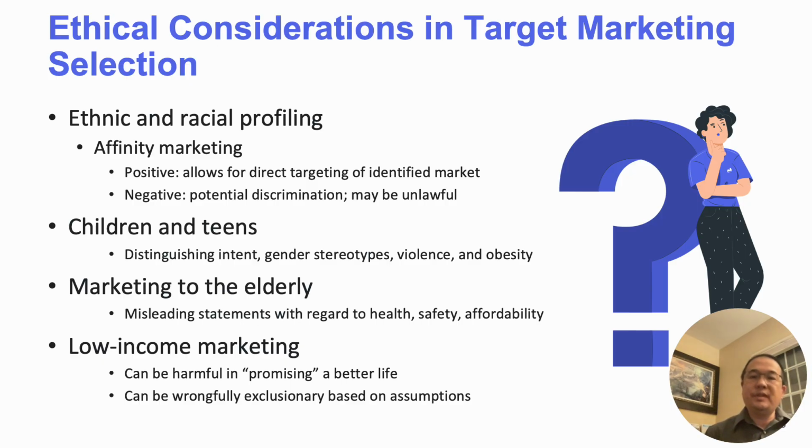Number 2, children and teens. Children are considered a vulnerable audience because they may not fully understand advertising. The slide highlights concerns about distinguishing advertising from entertainment. There are cases of gender stereotypes, violence, and obesity.